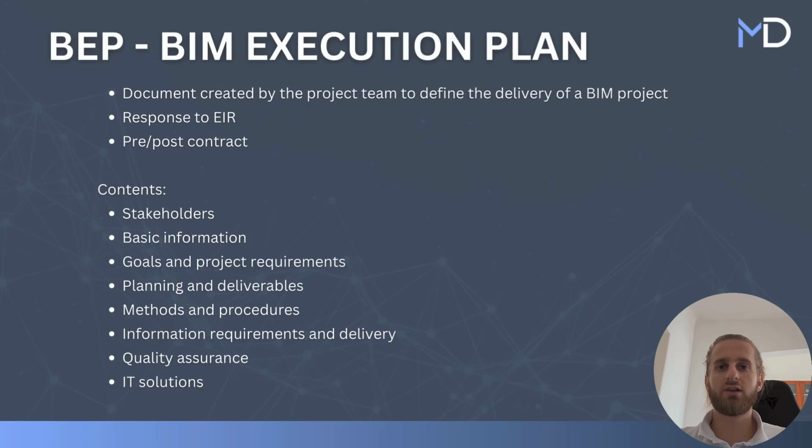The content of classic BEPs or BIM execution plans is generally similar. They state that all project team members are responsible parties. Basic project information is included, such as location, project number, project duration, and other relevant details. Project goals and requirements are aligned with those defined in the AIR. Planning and the deliverables are outlined along with methods and procedures, such as process maps. Requirements for information delivery and quality checks are specified, and IT solutions are also part of the BEP document. Each party indicates the IT solutions they use to meet the exact data format requirements set by the investors.